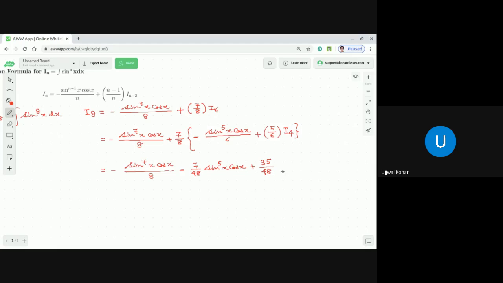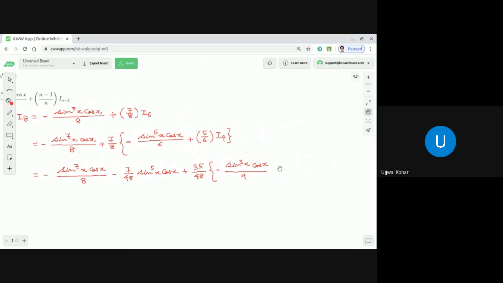Then what is the value of I4? I4 will be minus sine to the power 3x into cos x divided by 4, plus 3 by 4 into I2. Clear or not clear?